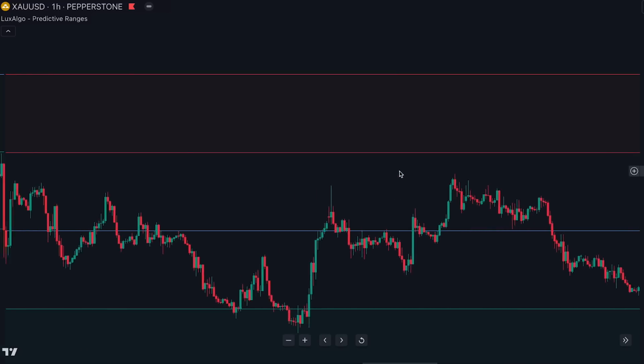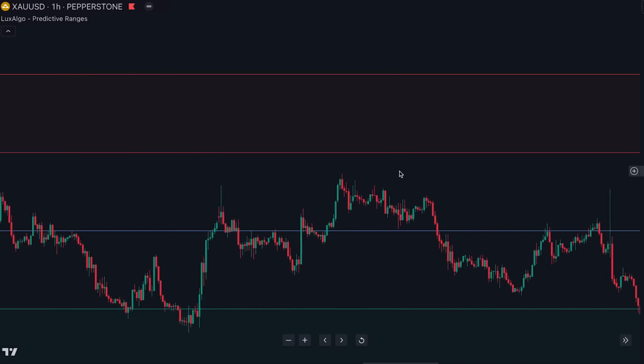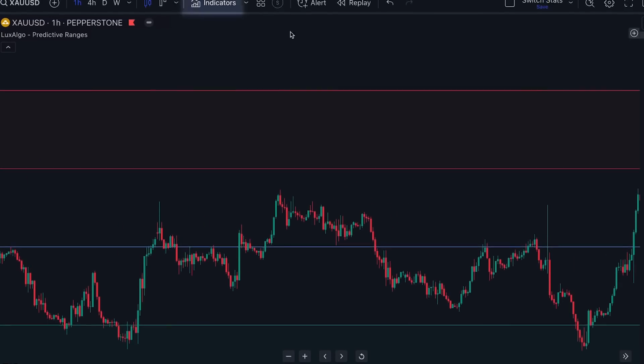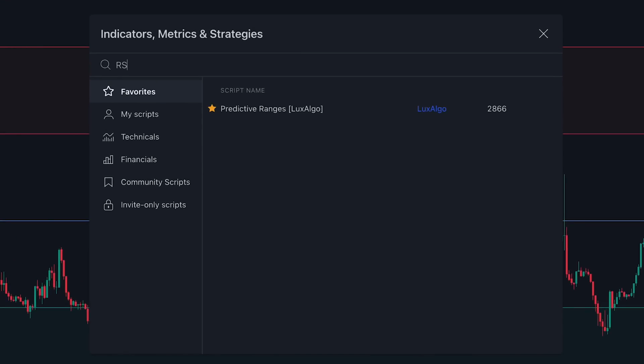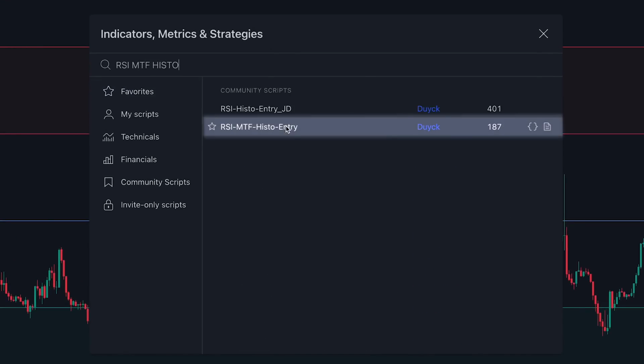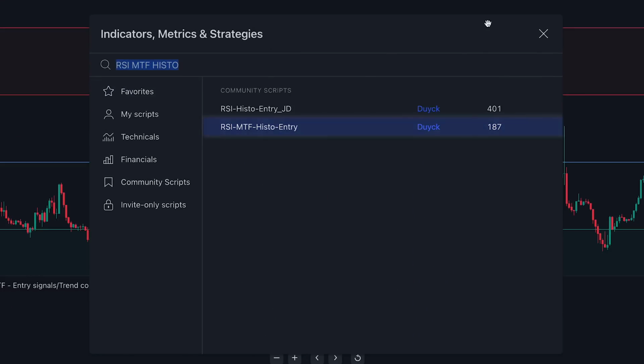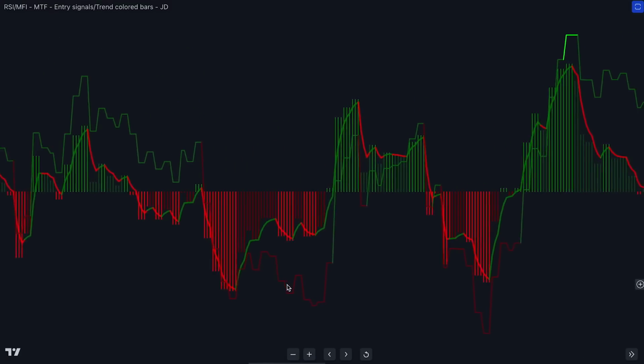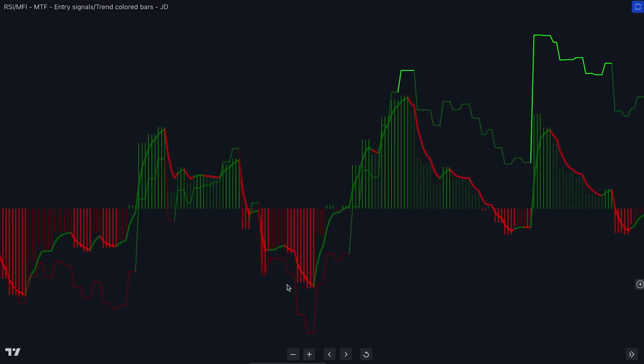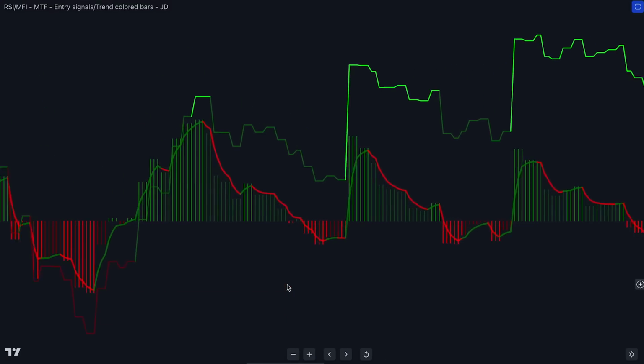We will now add another indicator to the chart that we will use to determine entries. Click on your Indicators tab and search RSI MTF Histo entry. It's this one here. Click to add it to your chart. This indicator gives a histogram of the RSI in relation to an EMA of the RSI.